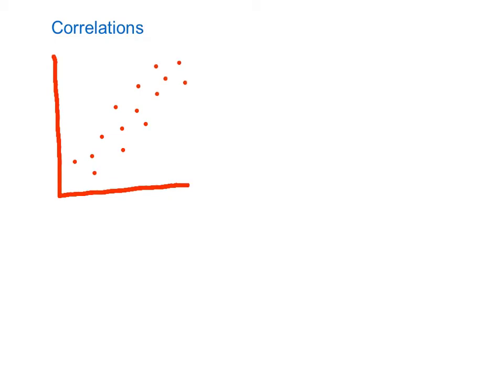And then after we get these points drawn, we can draw what's called a trend line or a line of best fit. When we draw a line of best fit, we want to try to go through some of the points and try to keep about the same number of points above the line as below the line. So it might look something like this.